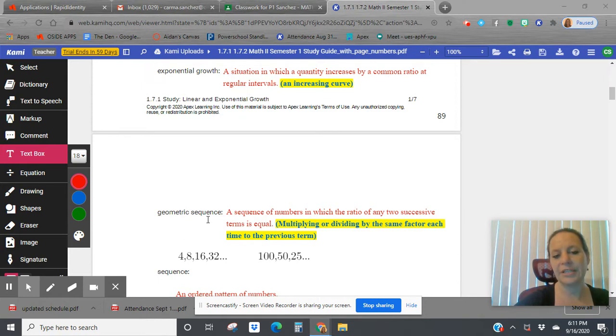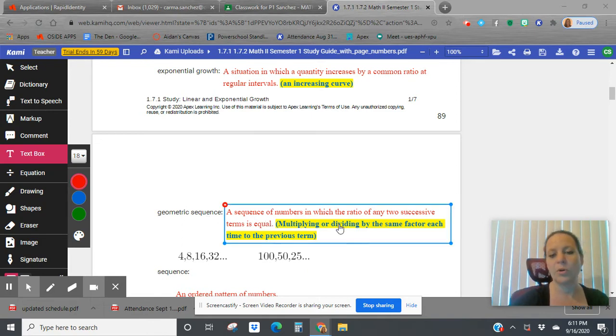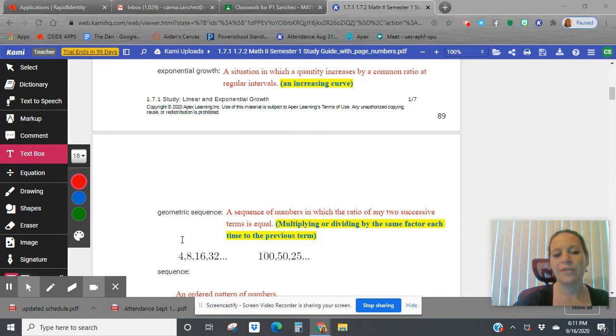Finally, a geometric sequence is a sequence of numbers in which the ratio of any two successive terms is equal, multiplying or dividing by that same factor each time to the previous term. So if I jump from a 4 to an 8, from an 8 to a 16, from a 16 to a 32, you may notice that I'm multiplying by 2 each time. 2 is the multiplier or the common ratio in this geometric sequence. From a 100 to a 50, from a 50 to a 25, you may notice that that's going down by half. The multiplier in this geometric sequence is 1/2.